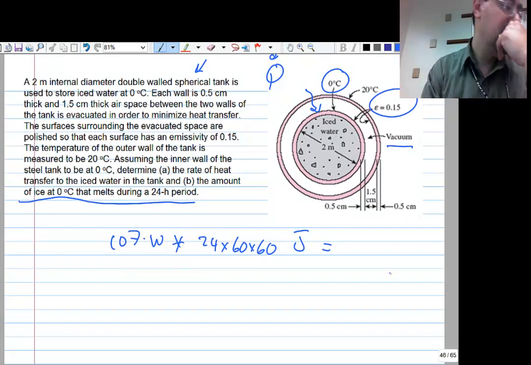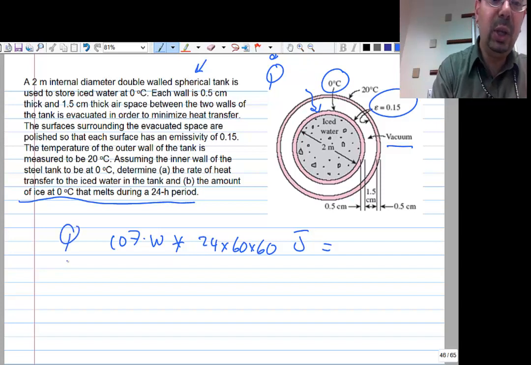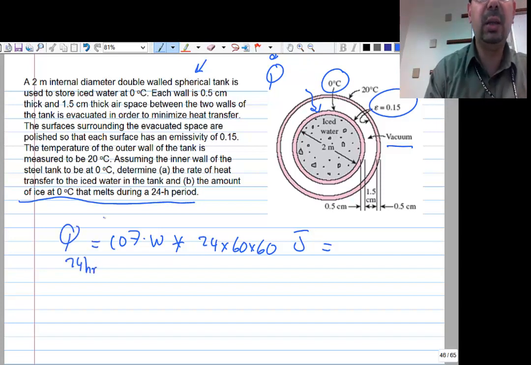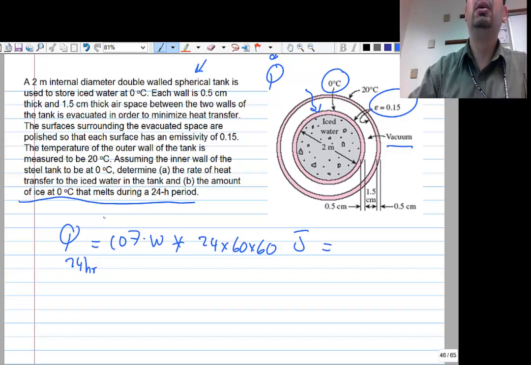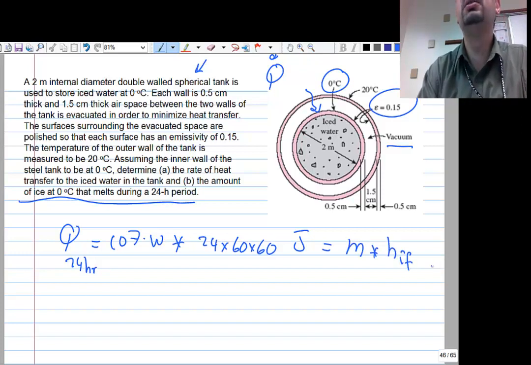This should be equal to... what is the equation? I'm just asking for the equation. Here, this is the Q that he will get during 24 hours. You got it right. Let's multiply the rate by the time. Then those joules will be equal to mass multiplied by the latent heat it takes to melt. Right? This is kilograms, and this is the joule per kilogram that it takes to melt. Correct?